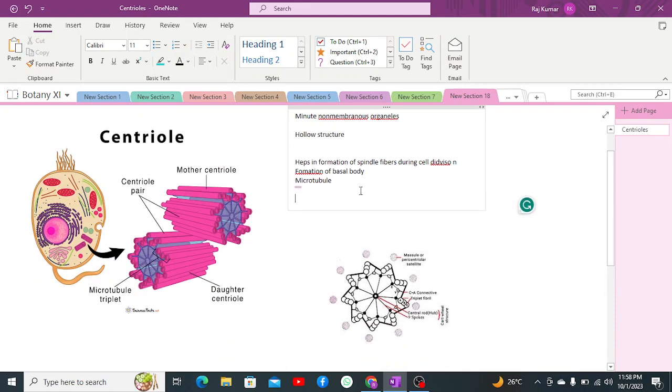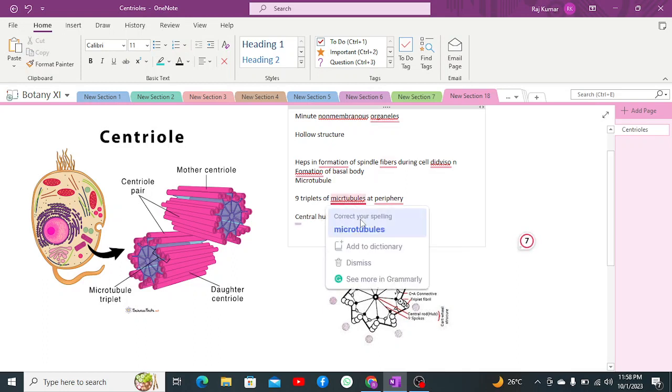Their structure is in such a manner that they have 9 triplets of microtubules on the peripheral side, while in the middle there are no triplets. There is only a protein present in the middle, known as the central hub, and side by side there are 9 triplets of microtubules at the periphery.